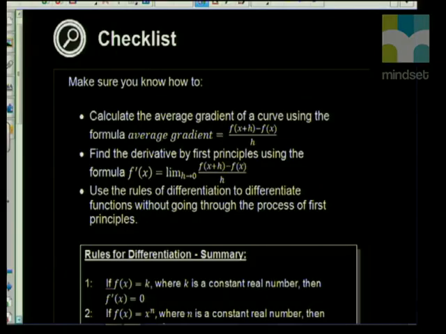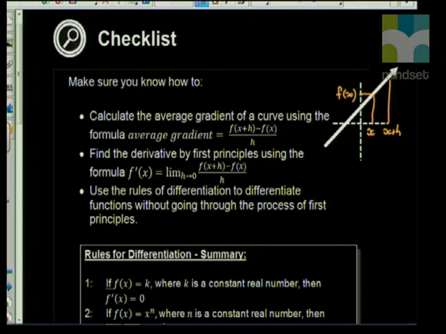The formula that we need when working with average gradients is f of x plus h minus f of x over h. Just to quickly remind you, grade 12, as to where that comes from, let's give ourselves a quick diagram. If I had a straight line graph going through here, and I had 2 points, let's give ourselves a value of x over here, and a value of x plus h over there. The y value attached to x is f of x, and the y value attached to x plus h is f of x plus h.